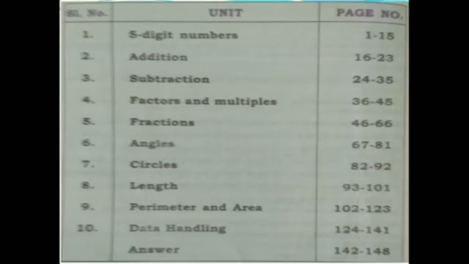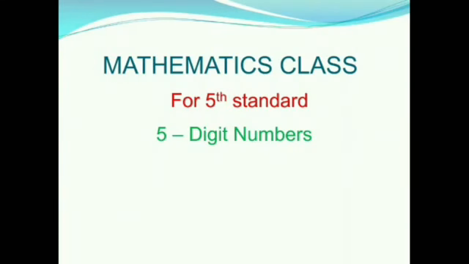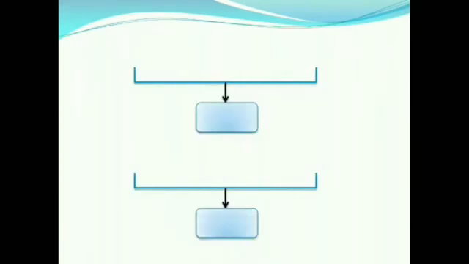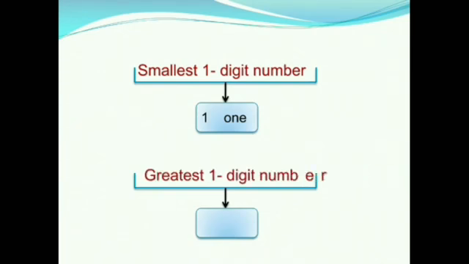From this class, we will be learning the first lesson, 5-digit numbers. Mathematics class for 5th standard. What is a number? A number is a combination of digits. Which is the smallest single digit number? Yes, it is 1. Smallest 1-digit number is 1. So that greatest 1-digit number will be 9.